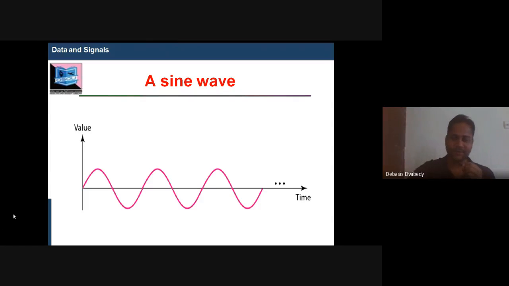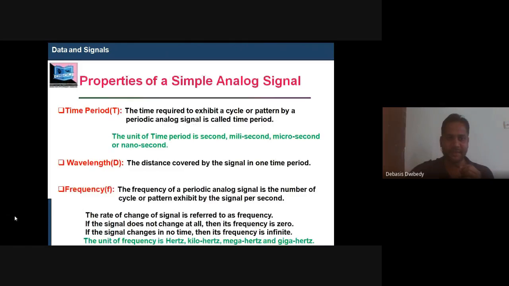Okay, so now we will come to the definitions for your understanding. The first concept is time period: the time required to exhibit a cycle or pattern by a periodic analog signal is called the time period. And what is the unit of time period? Second, millisecond, microsecond, nanosecond. Those are the basic units we use for the time period. Let us define time period as T.